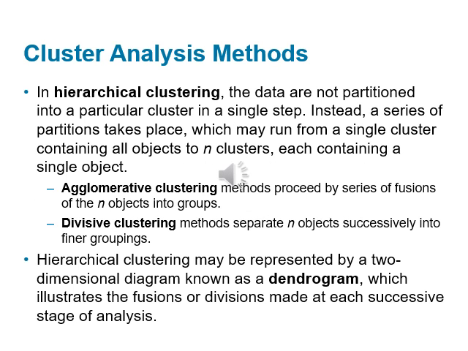Cluster analysis methods. In hierarchical clustering, the data are not partitioned into a particular cluster in a single step. Instead, a series of partitions takes place, which may run from a single cluster containing all objects to n clusters, each containing a single object. Agglomerative clustering methods proceed by a series of fusions of the n objects into groups. Divisive clustering methods separate n objects successively into finer groupings. Hierarchical clustering may be represented by a two-dimensional diagram known as a dendrogram, which illustrates the fusions or divisions made at each successive stage of analysis.